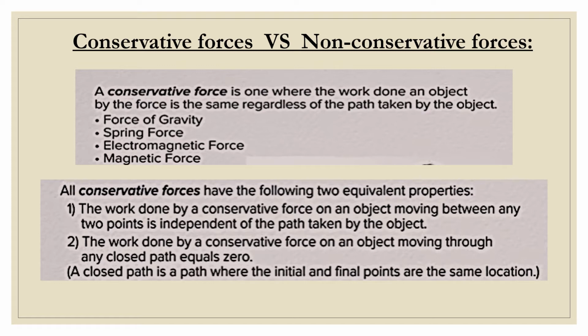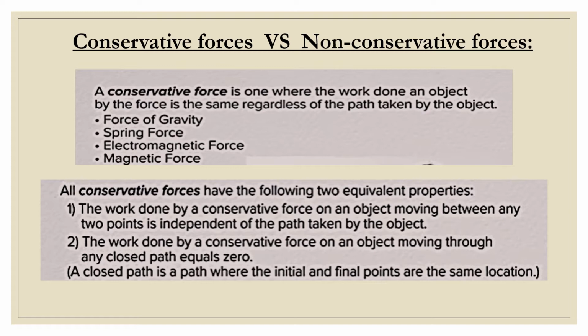Whether I'm going horizontally or on an inclined plane, the force of gravity won't change, the spring force won't change, the electromagnetic force won't change. All of these are not dependent on the path. They are independent of the path taken, okay? So, to say that I have conservative forces, two cases must hold. The first is that the conservative force on an object moving between two points is independent of the path taken by the object. Second, the work done by a conservative force on an object moving through any closed path is equal to zero.